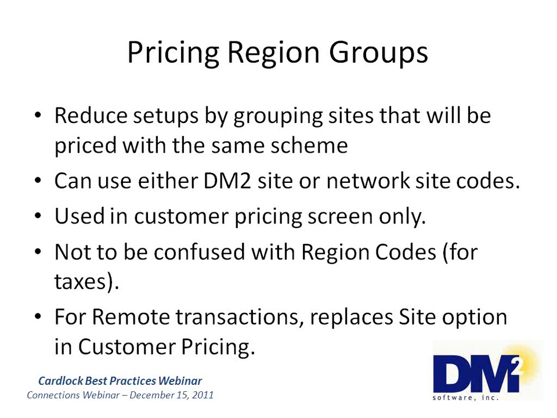These pricing region groups are used only in the customer pricing screen. We don't set up tables for them, and it certainly doesn't have anything to do with taxes. It's strictly for customer special pricing. Like I said, they're not to be confused with region codes. They don't have anything to do with the region codes that tell us what state they're in, although you can make them mean anything you want. For remote transactions, this replaces the site option in customer pricing.